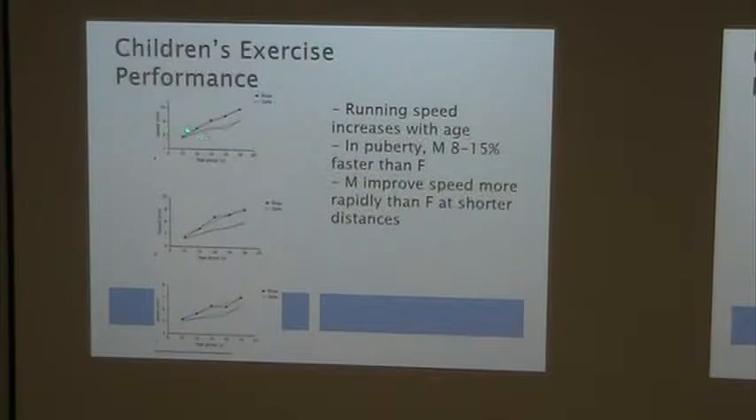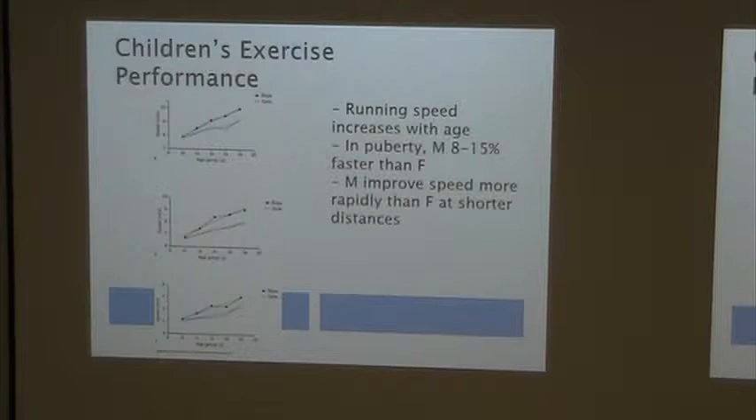So 100 meters, 400 meters, 1,500, which is about a mile. And one of the things that you should see is that whether you're at a very short distance, not as short a distance, or longer distance, as children age and get into puberty and so forth, their running speed increases. They're getting faster. Okay? So that's pretty clear.